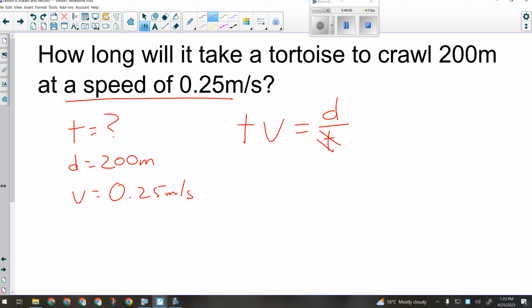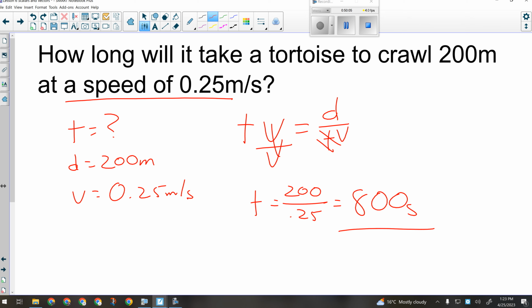And then what do I have to do with V? Divide both sides by it, move it under. So t equals 200 divided by 0.25, that should be 800, right? It's going to take 800 seconds. That's a long time.